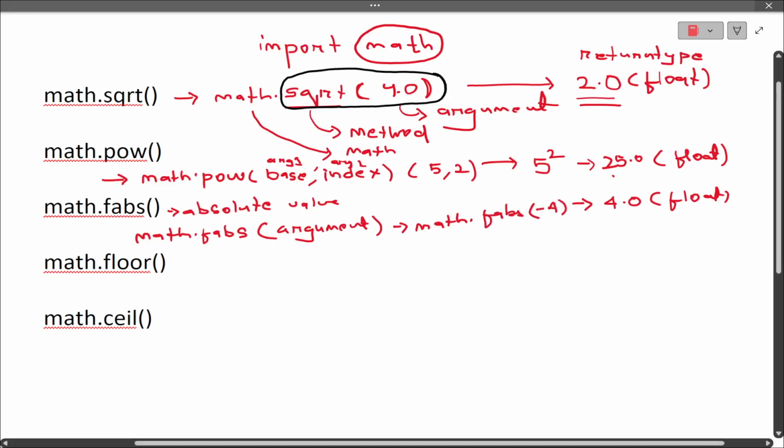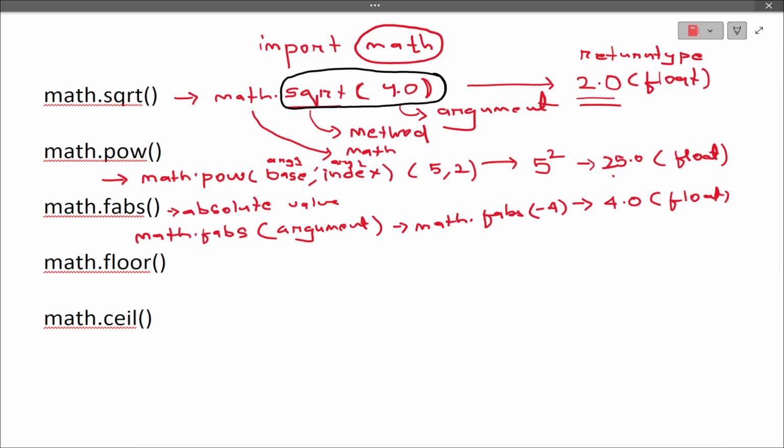And minus 4. You must be having another question: what if instead of giving minus 4, I give only 4? It will not return any error. If you give a positive number, it will return a positive number. If you give a negative number, it will give you a positive number.